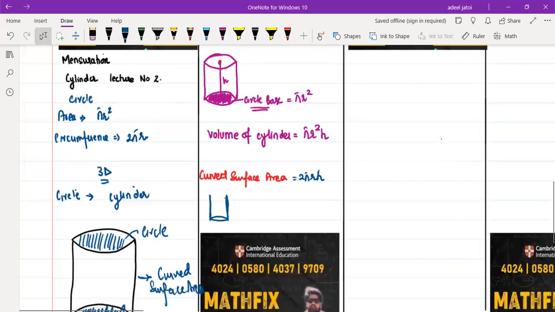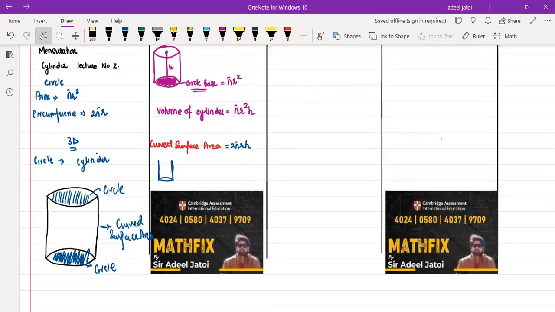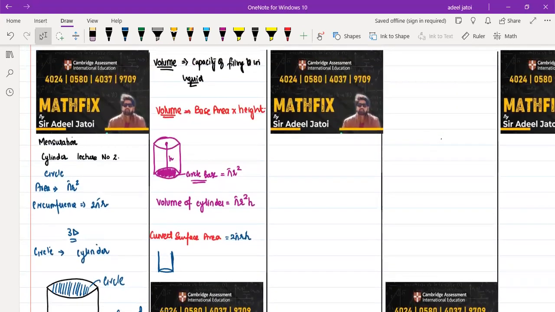So working on it, what we understood was the volume. The volume was base area into height. So the base area of the cylinder is of the circle, which is pi r square, and the height is h. When we work on curved surface area, that is perimeter 2 pi r multiplied by h. So 2 pi r h is the curved surface area.